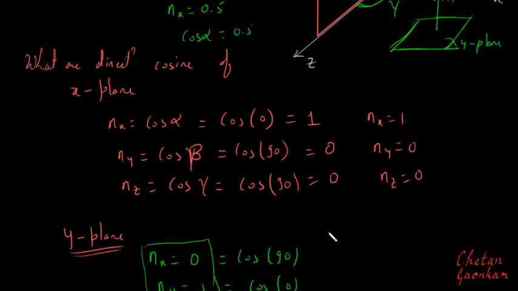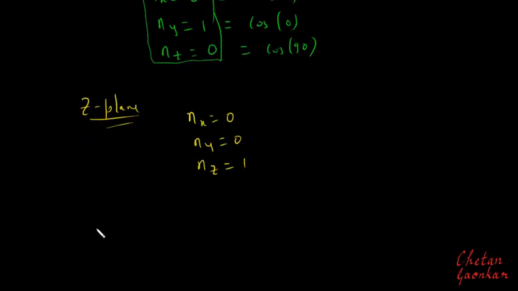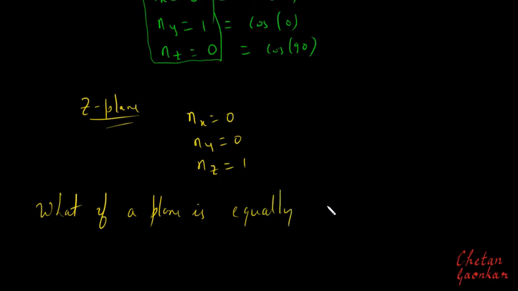Now let us take one special case. What if a plane is equally inclined to all the axes, meaning all three axes: x-axis, y-axis and z-axis? What if a plane is equally inclined to all three axes?